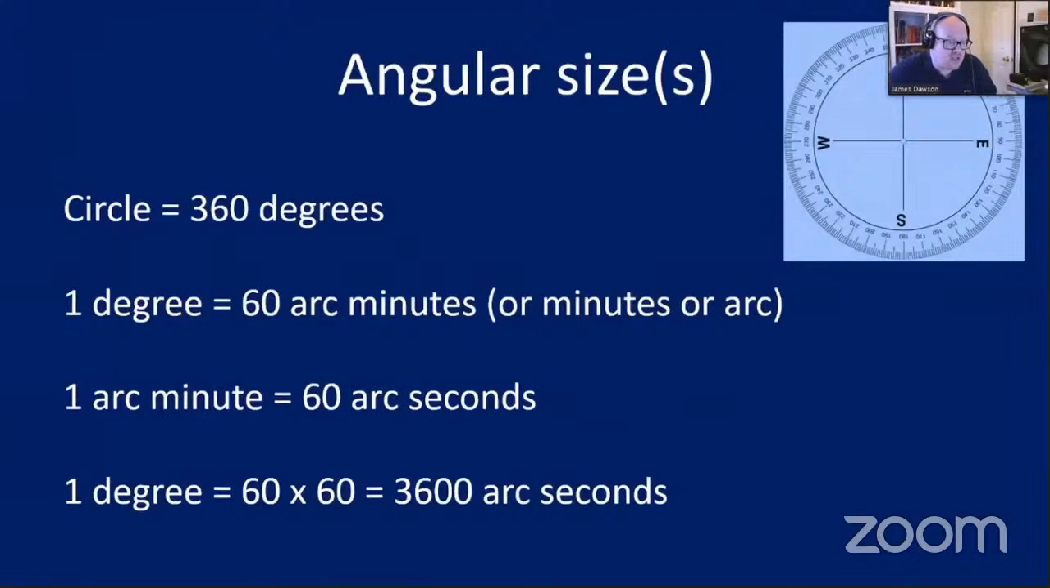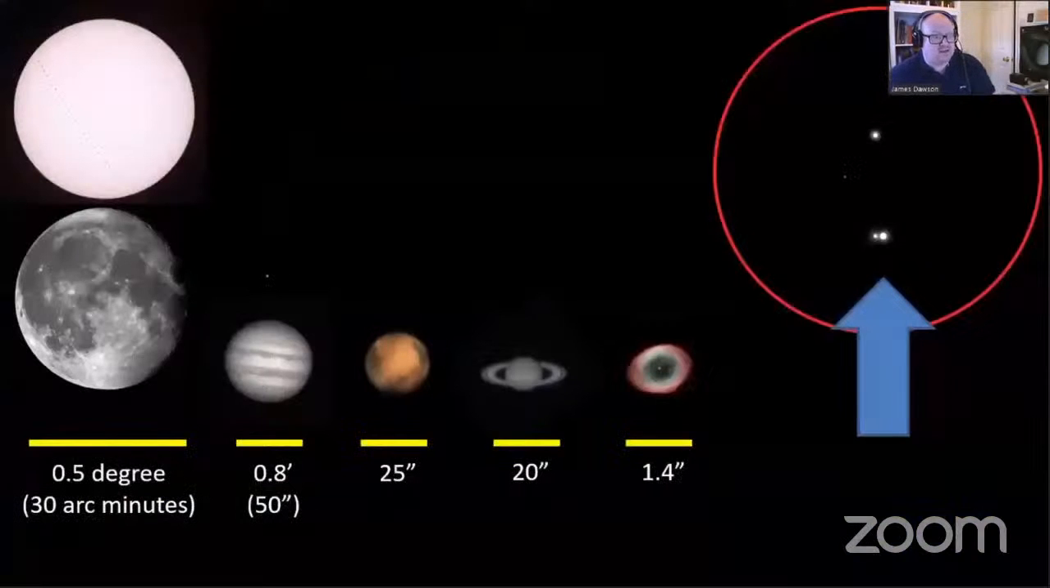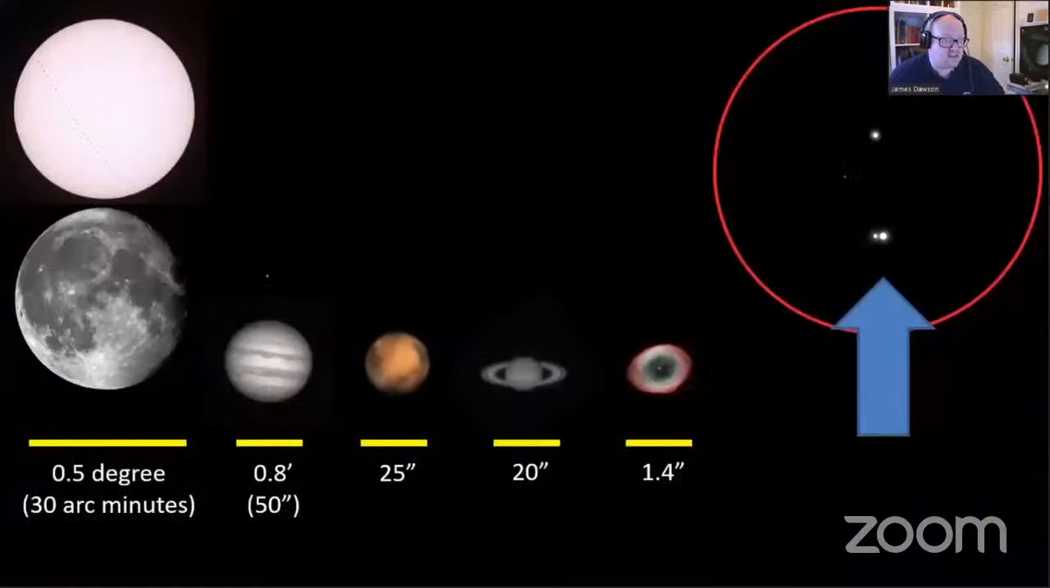So 1 degree is made up of 60 times 60, 3,600 arc seconds. And obviously you'd have to multiply that by 360 to work out how many arc seconds there are in a circle, but there's a lot. And if we think about things in the sky, we know the moon and the sun appear to be about half a degree in diameter when they're full. The sun's always full unless it's being eclipsed. So half a degree is 30 arc minutes.